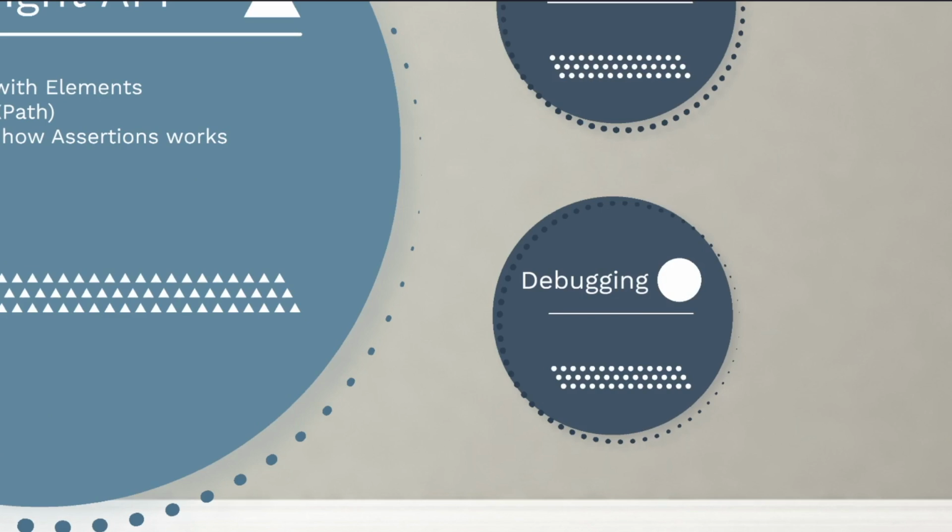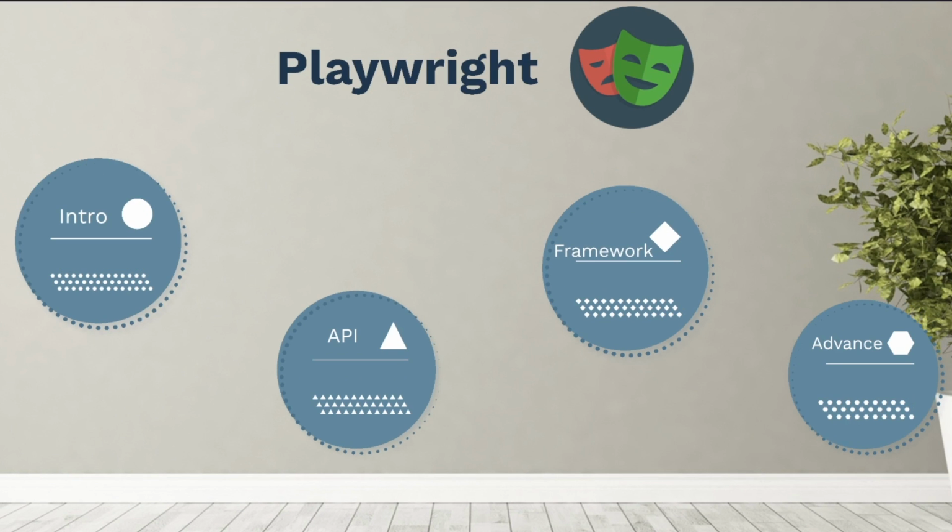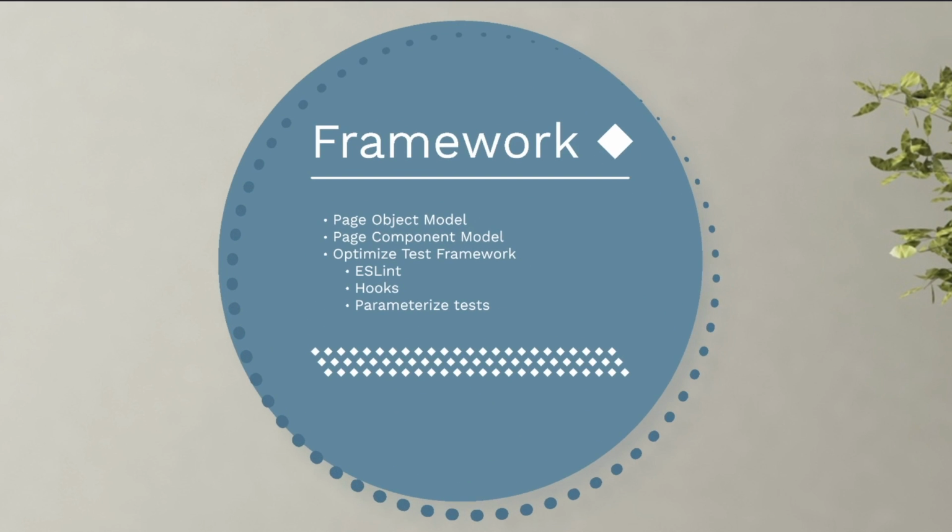So far by this point, you will have enough knowledge on how to write good tests with Playwright. From here, we will step up our game by setting up our test framework. So we will start off with implementing page object model as well as the page component model. And then we will optimize our test framework by implementing ESLint to improve our development experience. We will also implement hooks to put some common code in one place for setup and teardown.